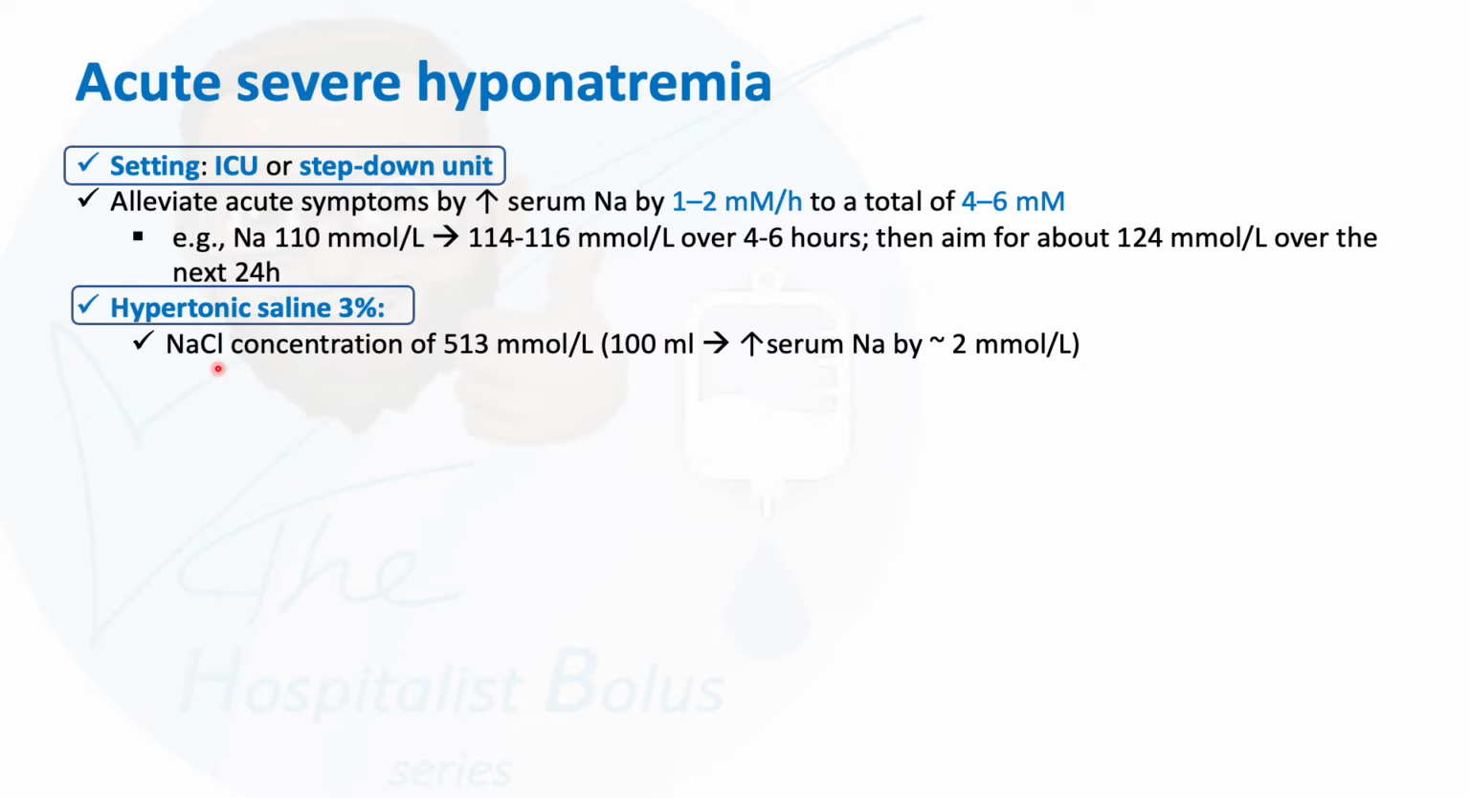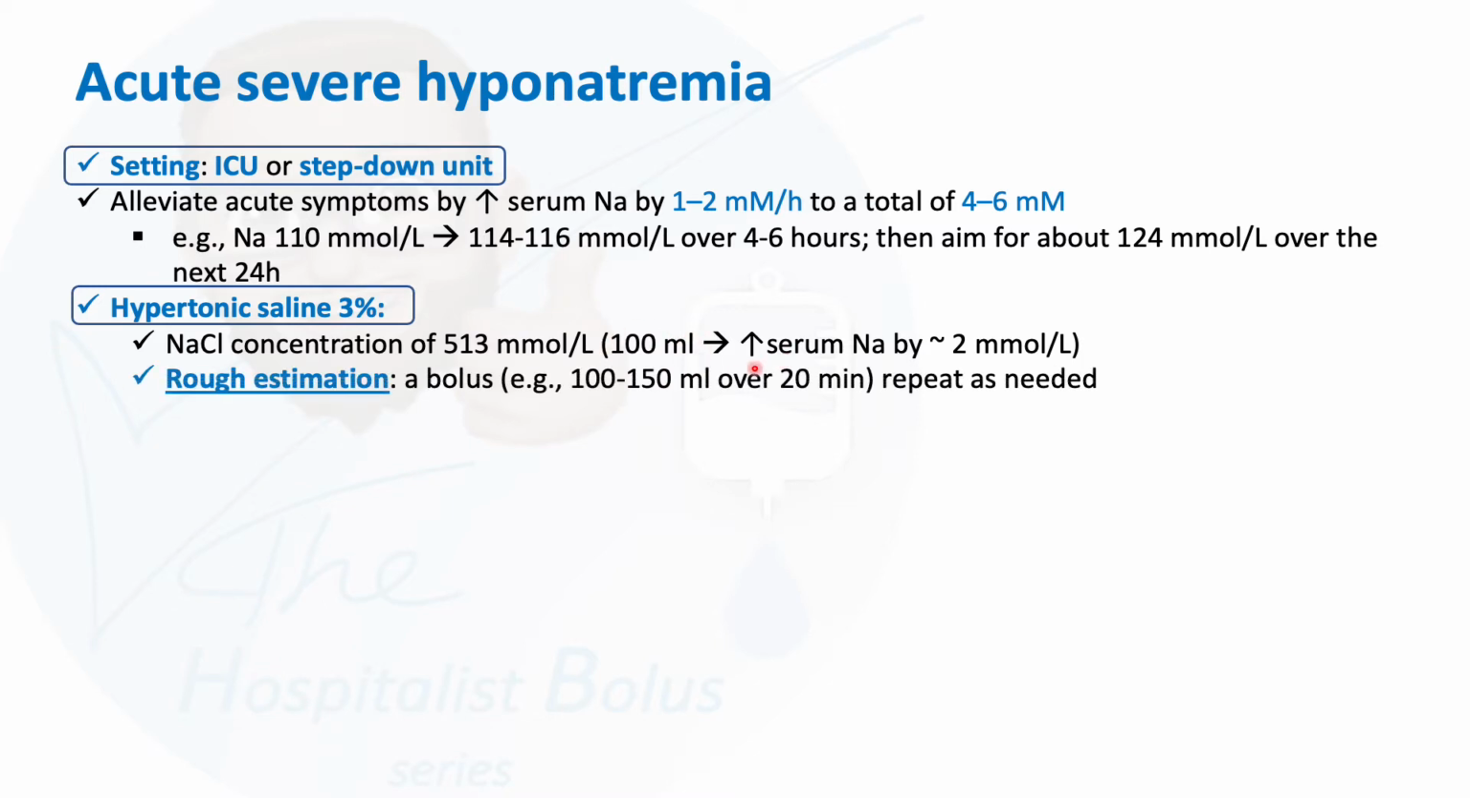So before you do that, you need to know that a liter of the hypertonic saline has about 430 millimole, and that 100 ml of this concentration of saline can increase the serum sodium by about 1.5 or 2 millimole per liter. That's considered like a bolus of hypertonic saline. So keep that in mind.